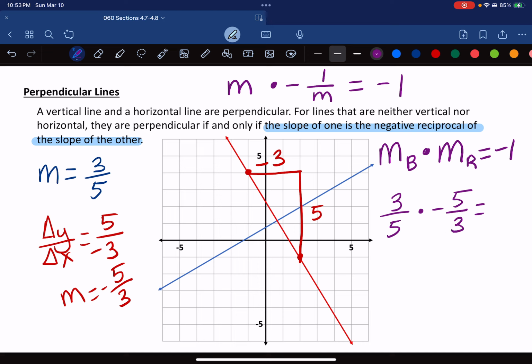So, slope of our blue line times the slope of our red line. And to solve this, I multiply across the top, multiply across the bottom. You can simplify before you multiply if you'd like. 3 times 5 is 15. And 15 divided by 15 is 1. So this will give us 1, which means these are indeed perpendicular.